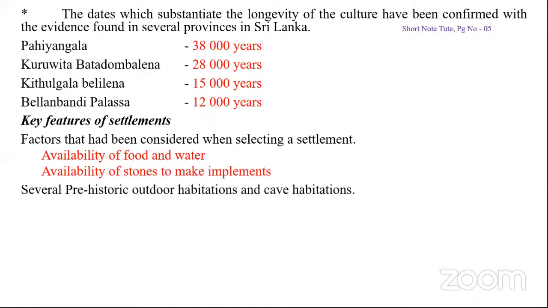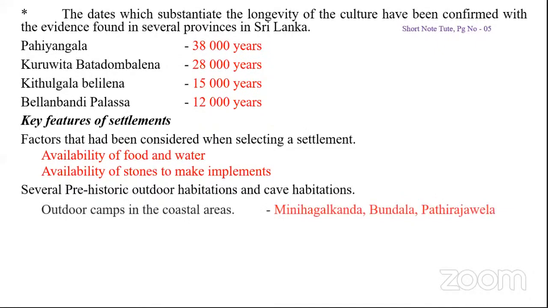So then several prehistoric outdoor habitations and cave habitations were there. In those 6 regions, where were they living? In natural caves and outdoor habitations. In places where you can't live outdoors, they lived in caves. And in places where you can live outdoors, they made outdoor habitations. What are the places?